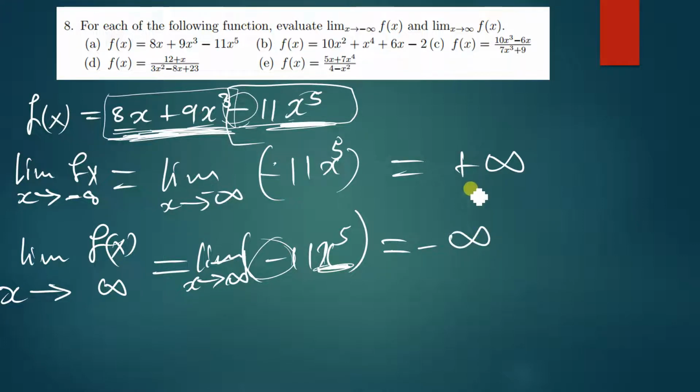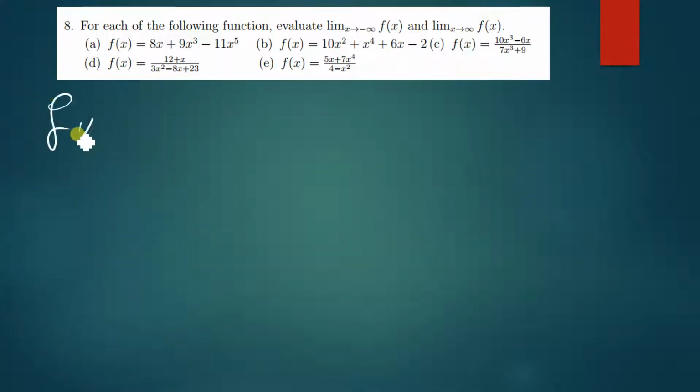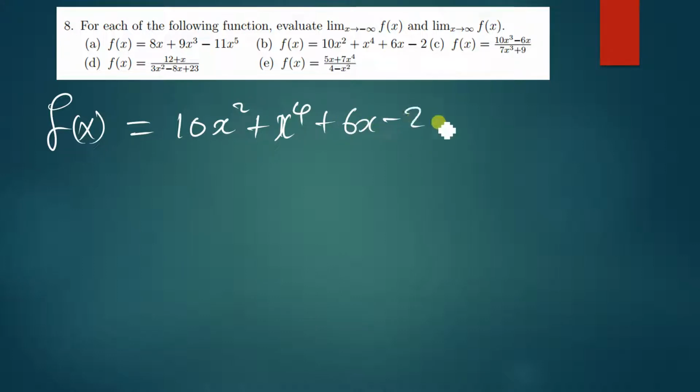All right, so we move on to the next question, which is f of x is equal to 10x to the power 2 plus x to the power 4 plus 6x minus 2. When you look at all these numbers here, this part and this part are insignificant when we compare them to x to the power 4.